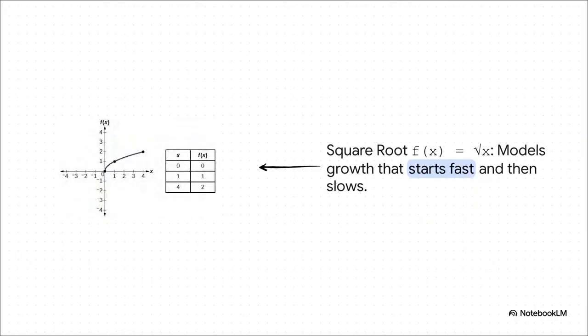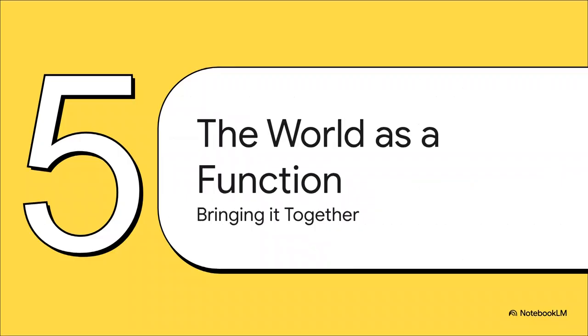And for our last tool today, let's look at the square root function, f(x) = √x. Check out its shape. It starts off shooting up really quickly, but then it starts to level off. This is the perfect model for anything with diminishing returns, like a plant's growth, right? It's super rapid at first, but slows as it gets bigger. Or even how your skills improve quickly when you first learn something, and then progress gets just a little bit slower over time.